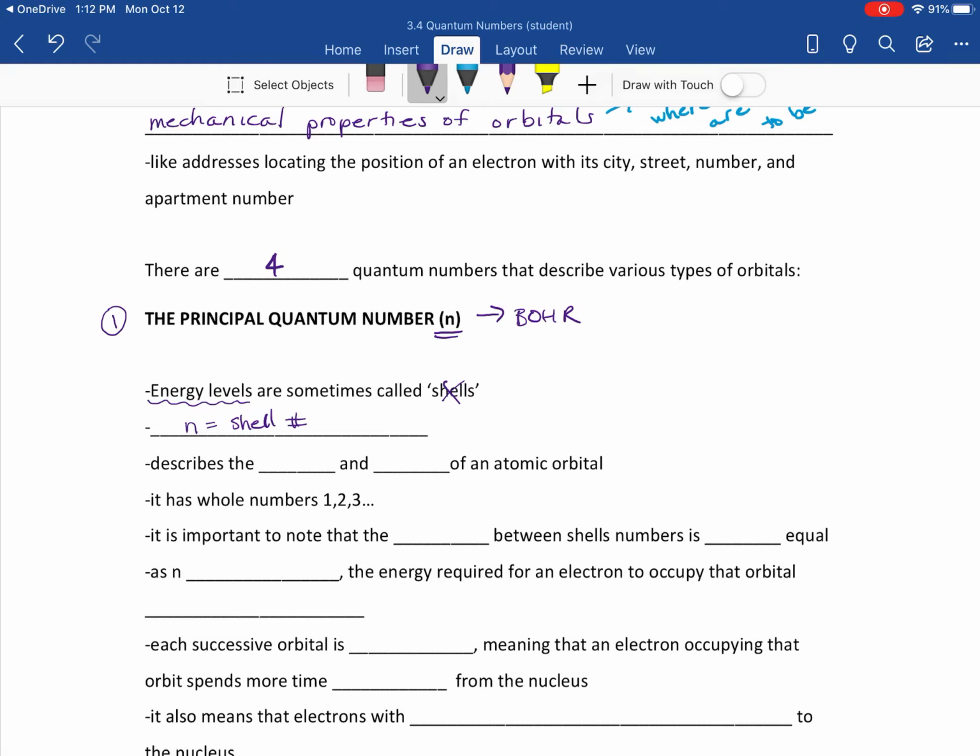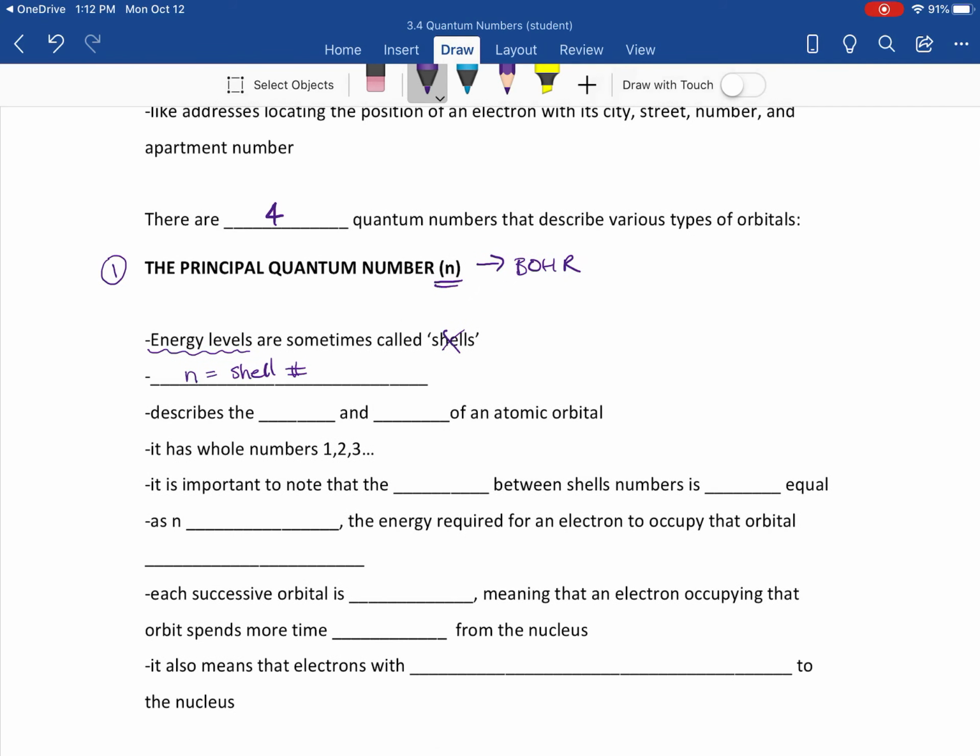So what the first quantum number, or the principal quantum number, describes for us is the size and energy of an atomic orbital. It has whole numbers because don't forget, these things are quantized. All right, so they have whole numbers. An electron cannot be between energy level 1 and energy level 2. It has to pick one. And if it doesn't have enough to get into that higher energy level, it falls down to the lower one and it'll kick off extra energy by spinning faster.